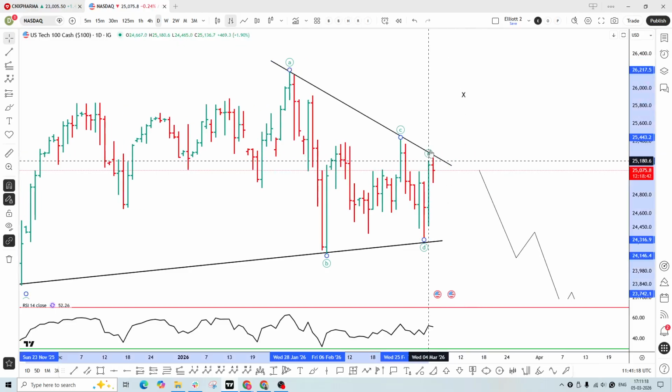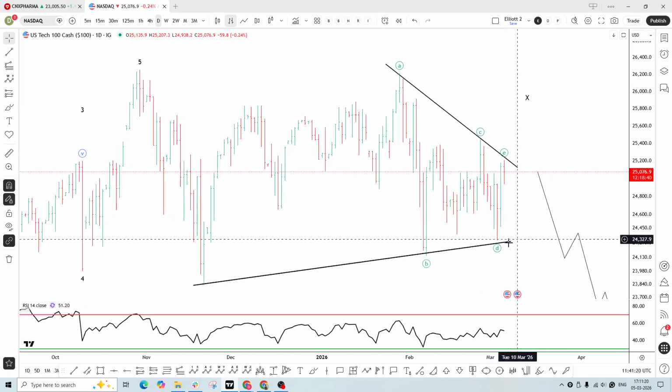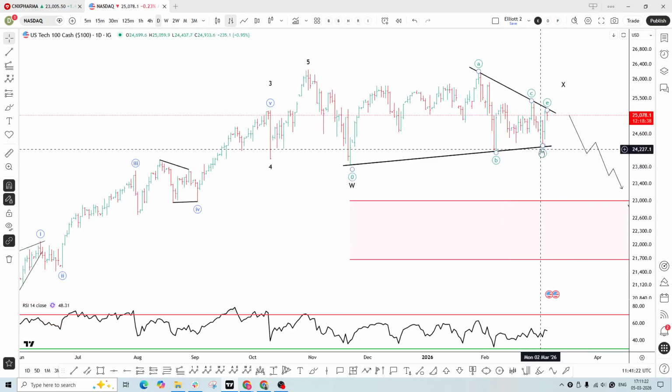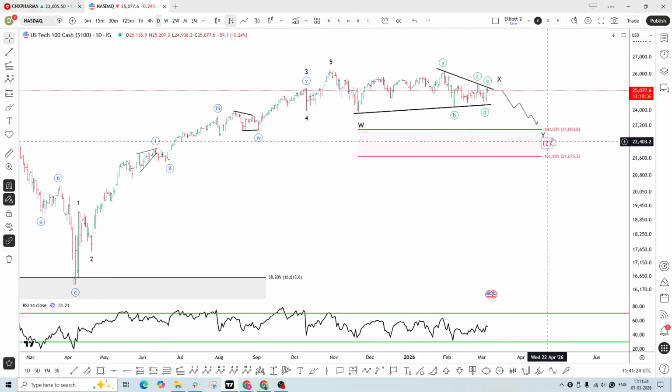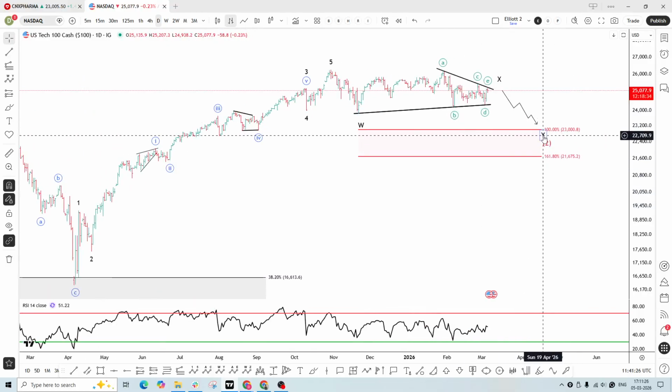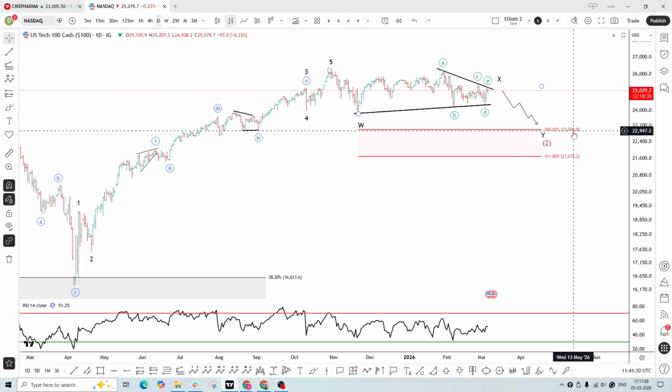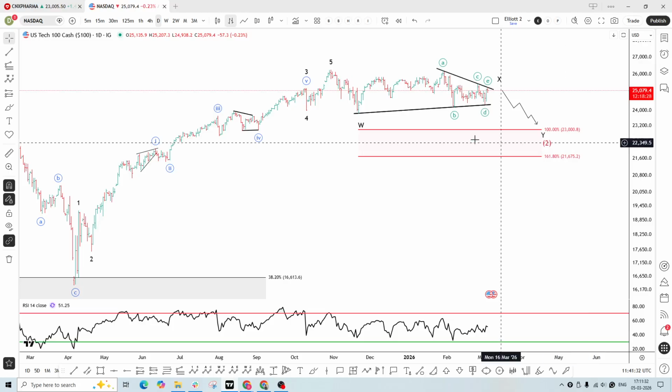So if we get the breakdown of this lower triangle trend line, then the triangle is confirmed, and then we would definitely go for the Y wave, and the target would be 100% of W, that would be to the 23,000 level.